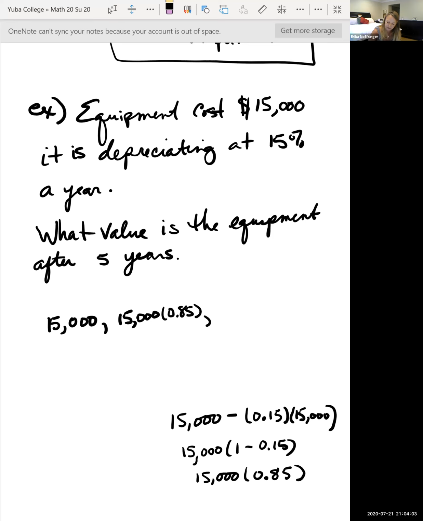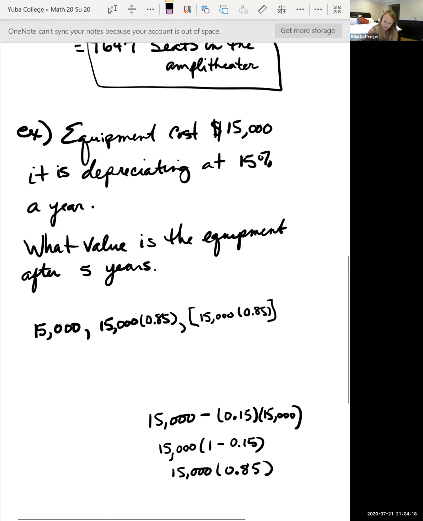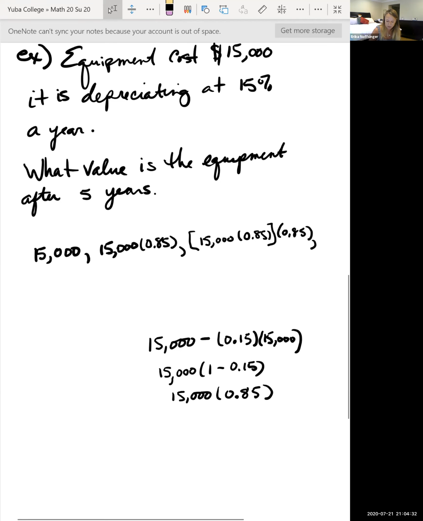So the next time I would have to take my term before, that amount, 15,000 times 0.85, and multiply it again by 0.85. So notice that to get from one term to the next, we're taking the term before and multiplying it by 0.85. So this is a geometric sequence.